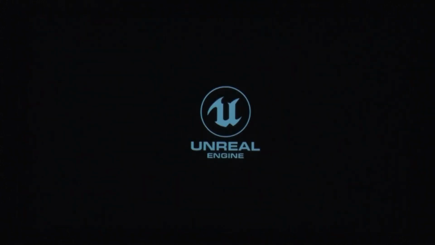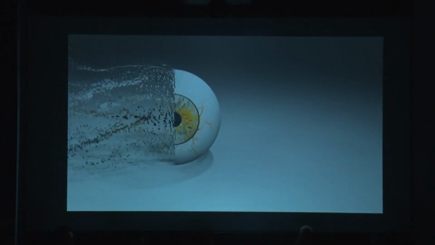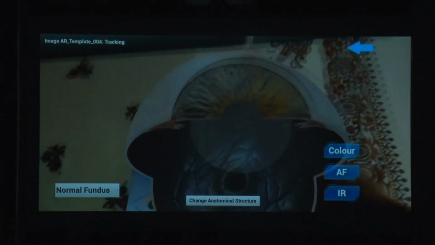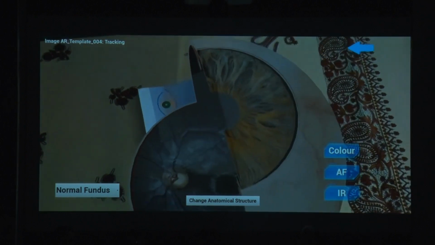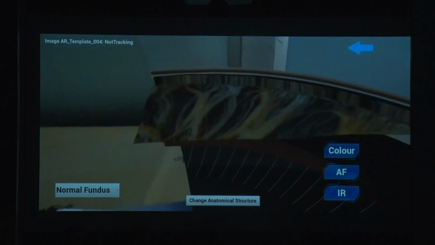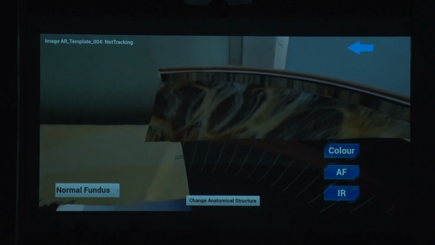This is a mobile camera live display while using the IMG AR app. Once the app is launched, the normal eye model appears. By bringing the mobile forward, you can focus on the angle structures for YAG PI counseling and SLT counseling.